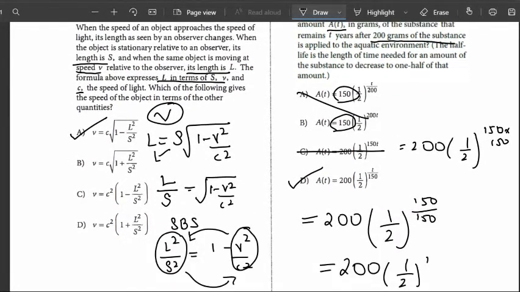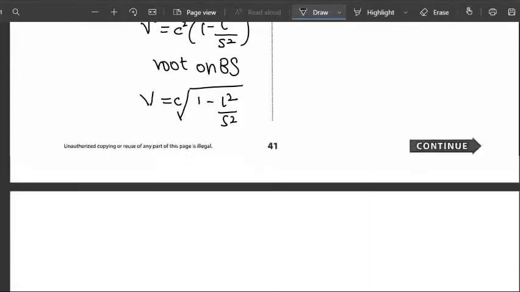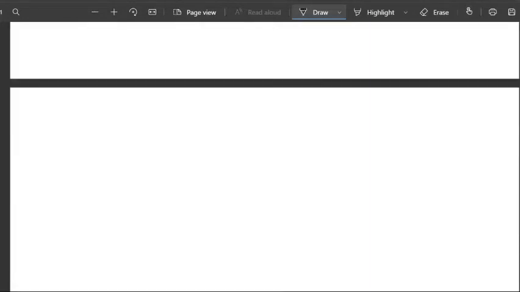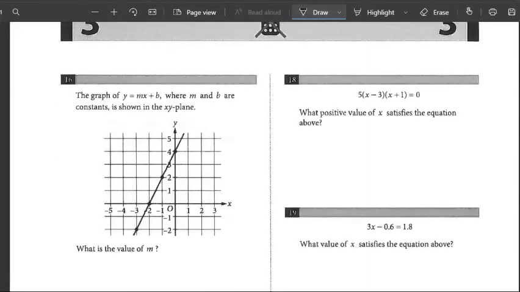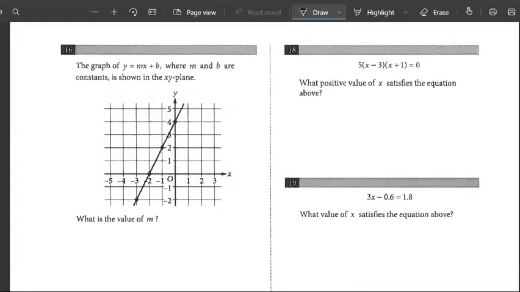Okay, so now let's move on to the gradient questions. The graph of y is equal to mx plus b, where m and b are constants, is shown in the xy plane. What is the value of m? So to get this, we know that in this equation, m is the slope. So let's find the slope.